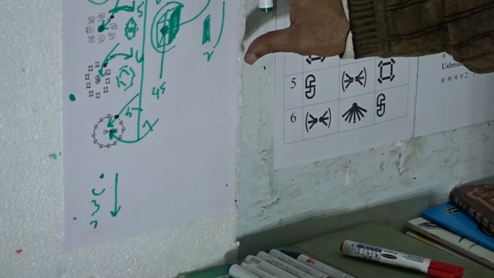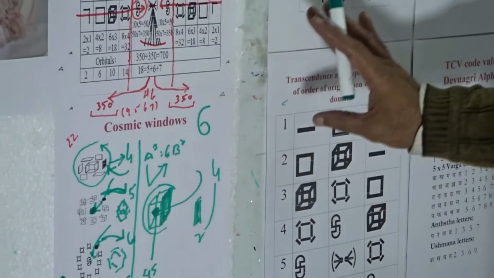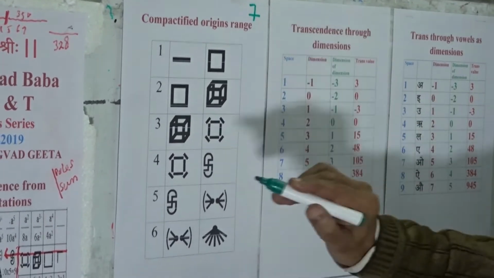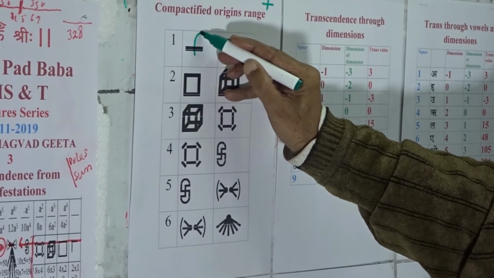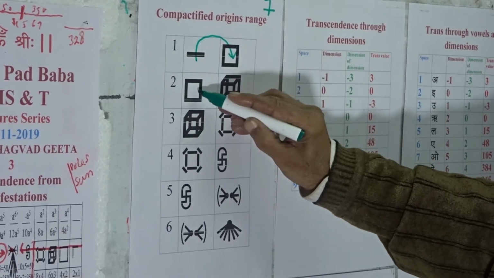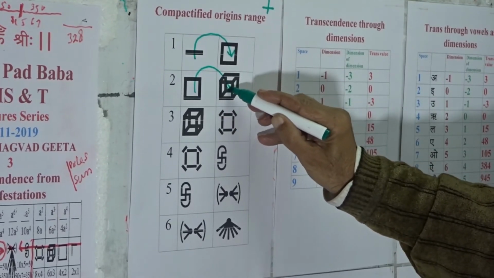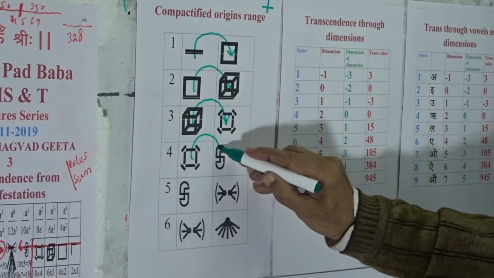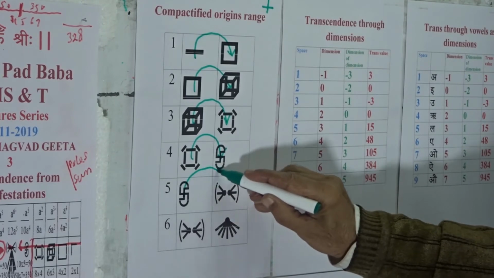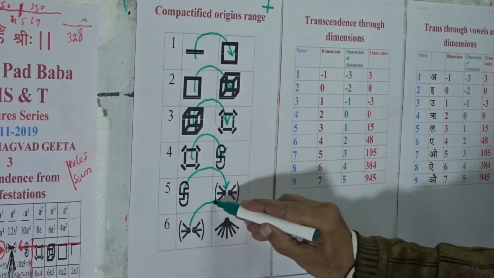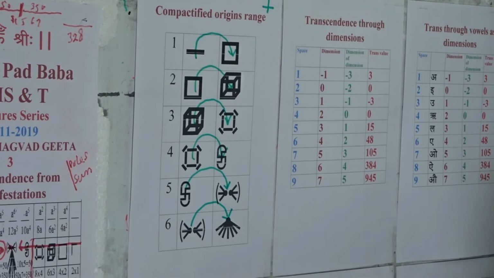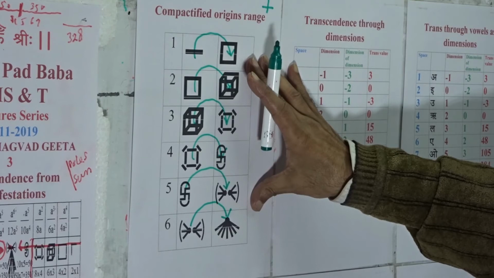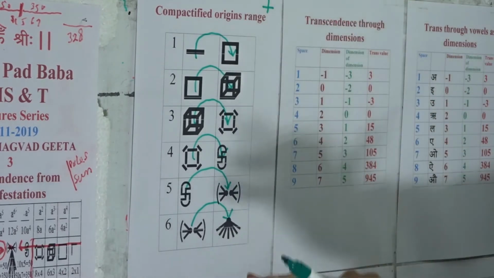From this cosmic windows concept, we will be reaching at the concept of a compactified origins range. We know one space is having 2 space in the role of an origin, 2 space is having 3 space in the role of an origin, 3 space is having 4 space as an origin, 4 is having 5 space as an origin, 5 space is having 6 space as an origin, and 6 space is having 7 space as an origin. It is this sequential compactification. Therefore, it is going to be an inward expansion.